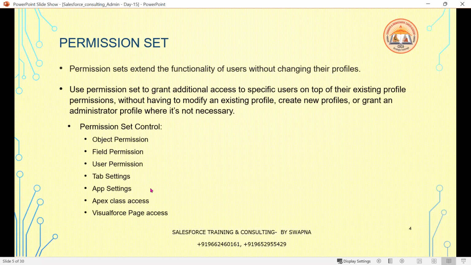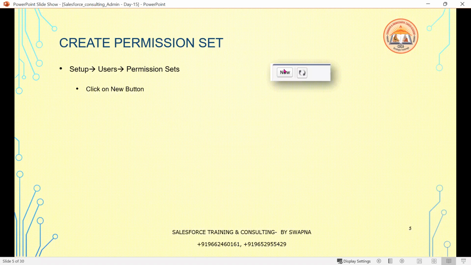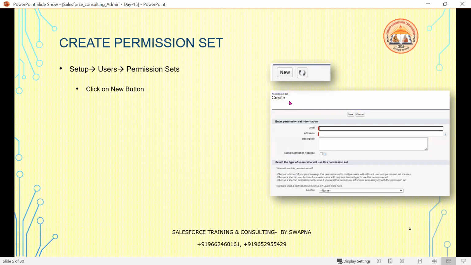Now let's go ahead and see how to create a permission set. To create a permission set, go to Setup, Users, Permission Sets, and click the New button. When we click on New, we are redirected to a new window. In this window, there are two sections. One is Enter Permission Set Information. The second one is License related: select the type of user who will use this permission set.